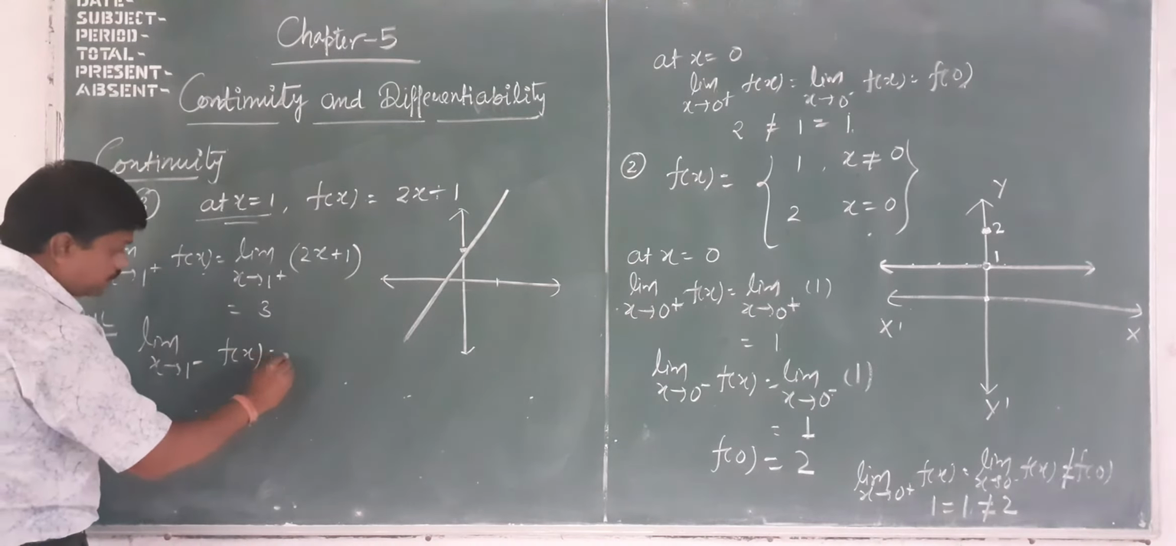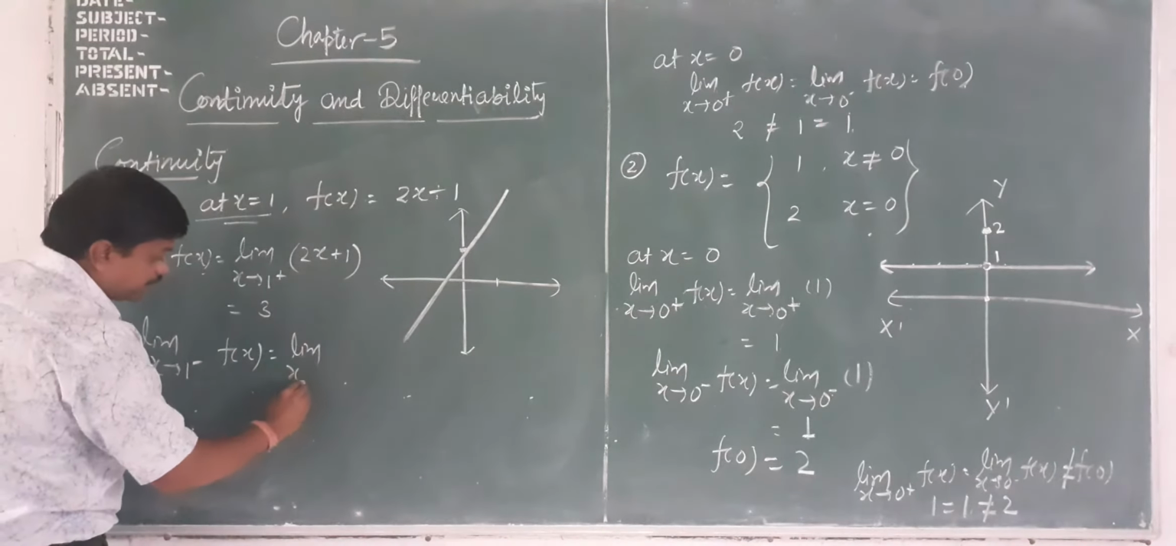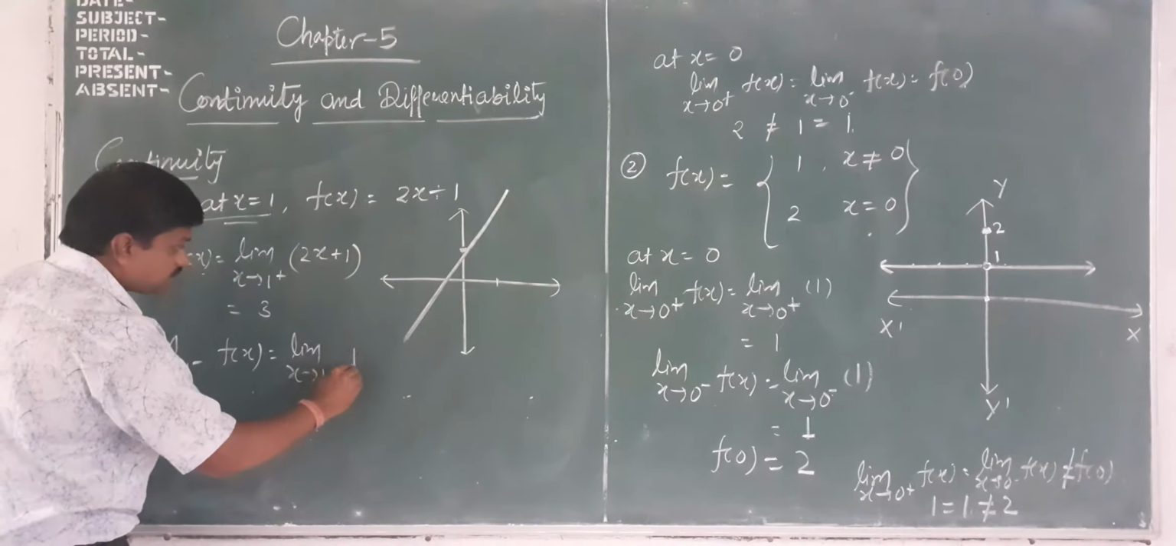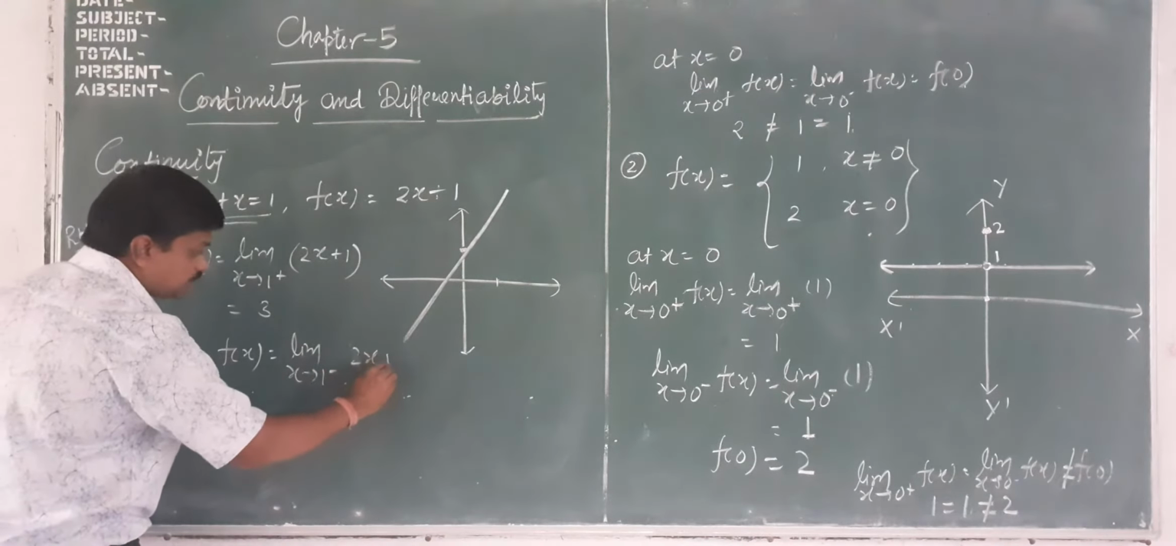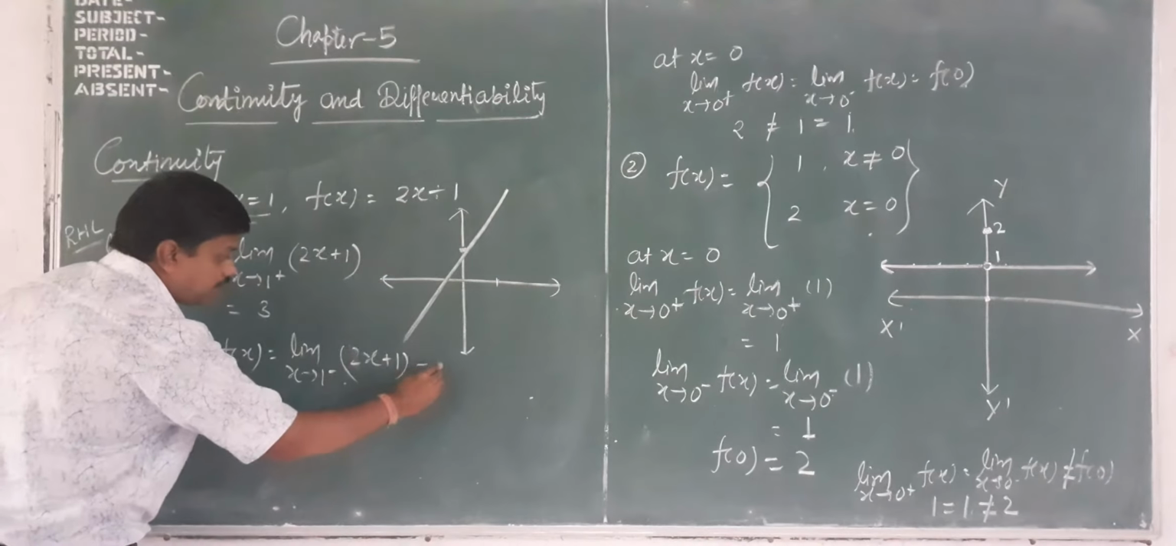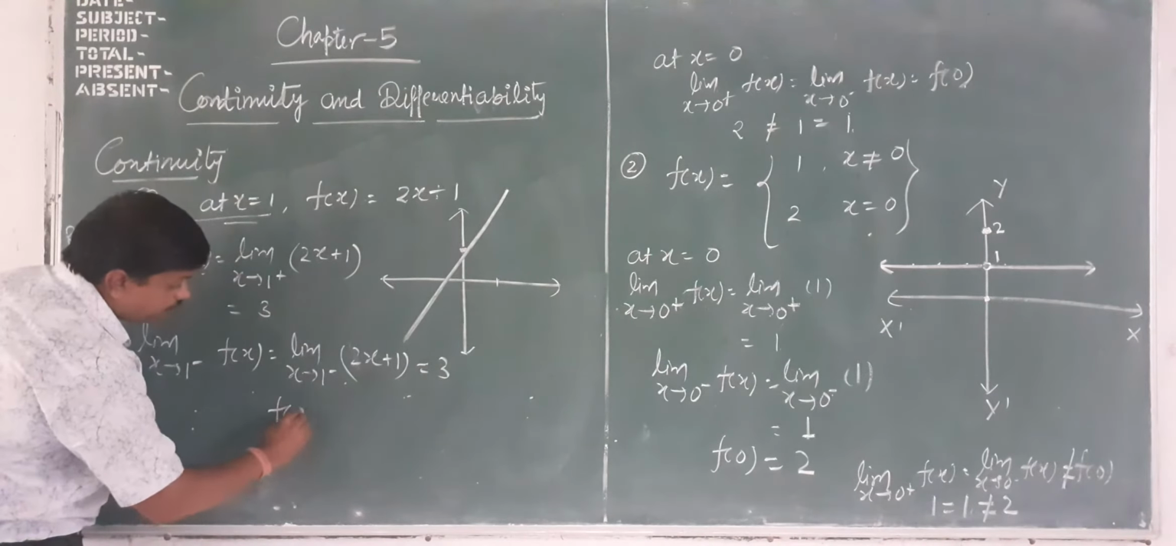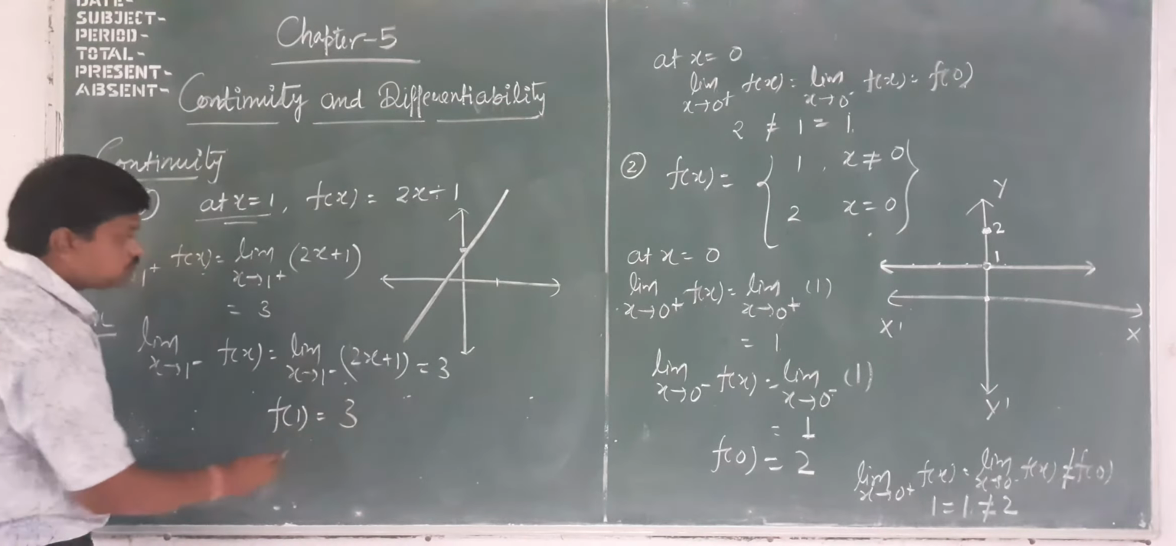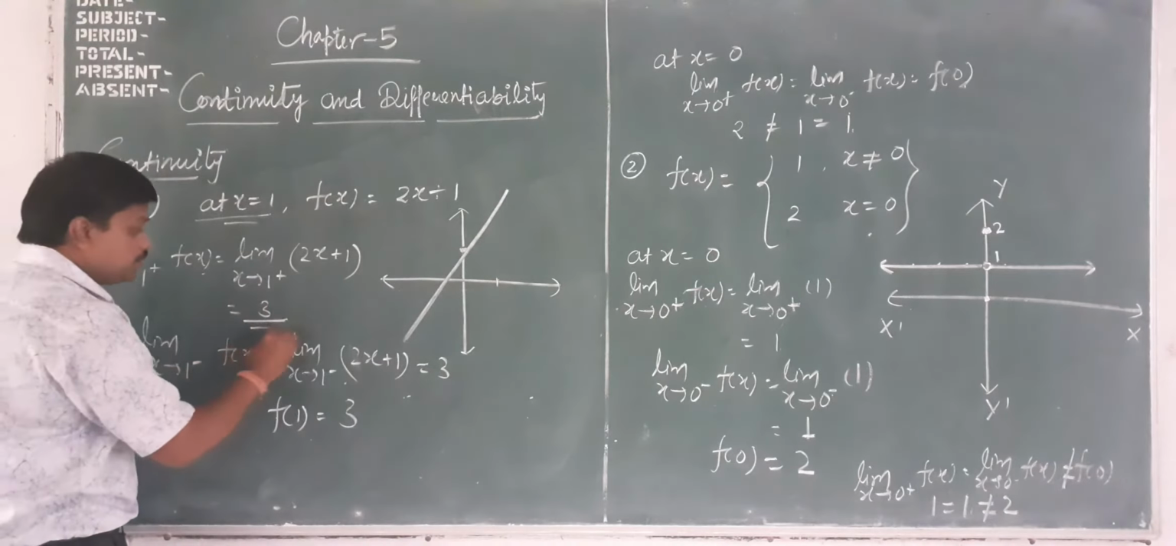f(x), limit x tending to 1 minus f(x) is again 2x plus 1. So this value by putting the limit is 3, and the value of the function at x equal to 1 is also 3.